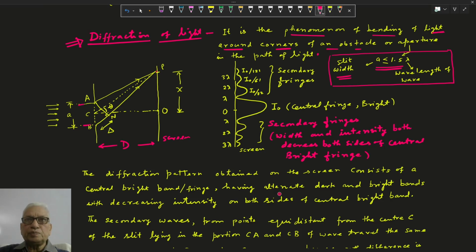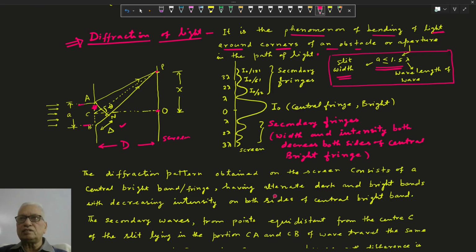So at point P, all the waves are reaching at a distance of x from the center of the screen, and BP minus AP is the path difference, delta. Theta, this is also theta. So here on the screen we are getting a pattern that is different from the interference pattern.